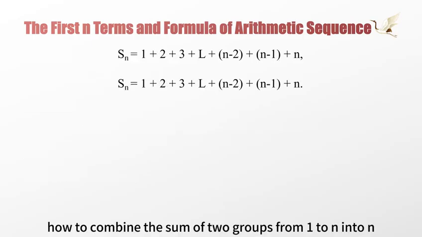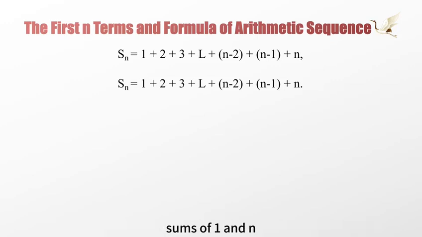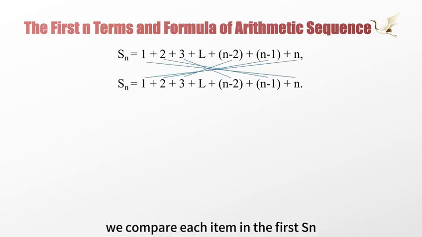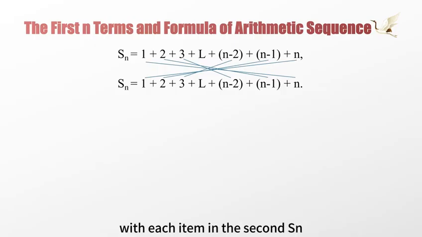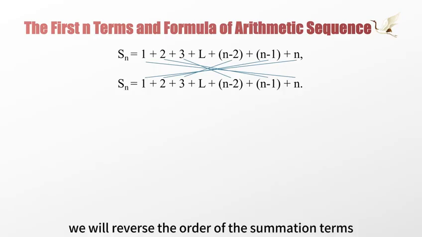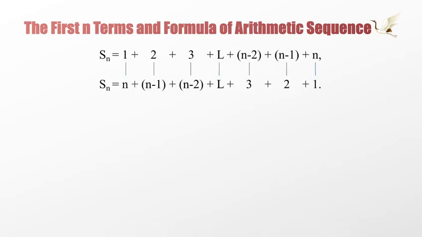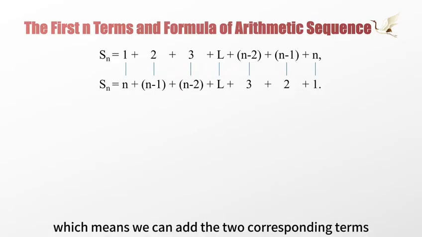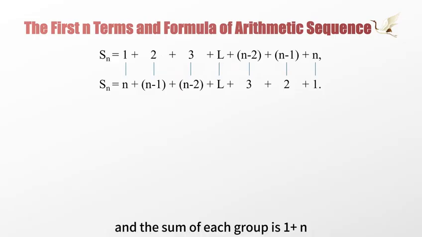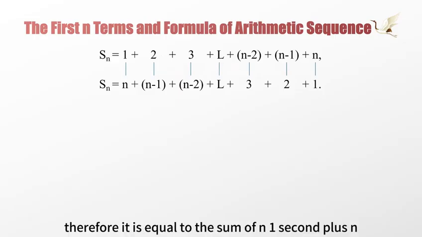How to combine the sum of two groups from 1 to n into n sums of 1 plus n? We compare each item in the first Sn with each item in the second Sn, using 1 to match n, 2 to match n-1, 3 to match n-2, and so on until n matches 1. To better represent this correspondence, we reverse the order of the summation terms in the second Sn. So we get 2Sn, which means we can add the two corresponding terms above and below, and the sum of each group is 1 plus n. Therefore, it is equal to the sum of n terms of 1 plus n.